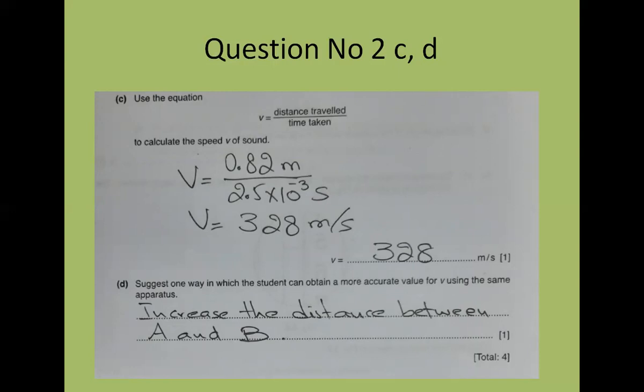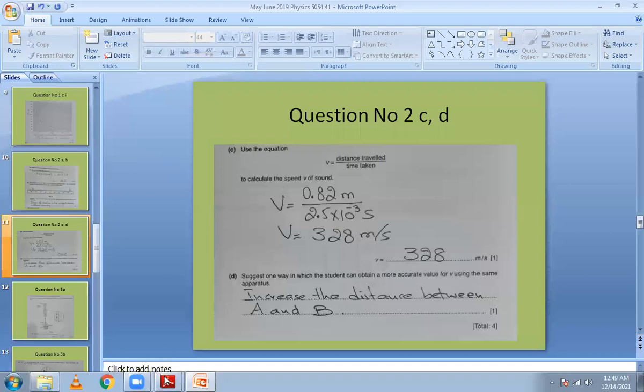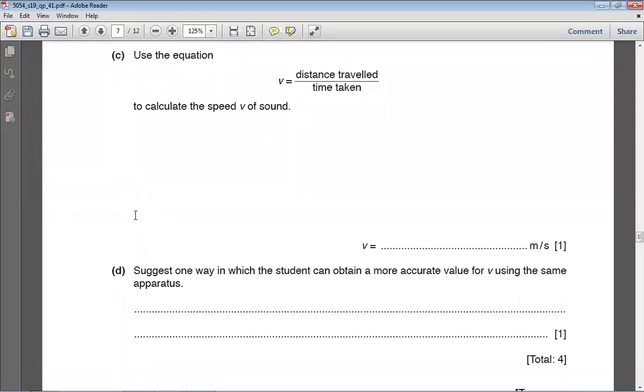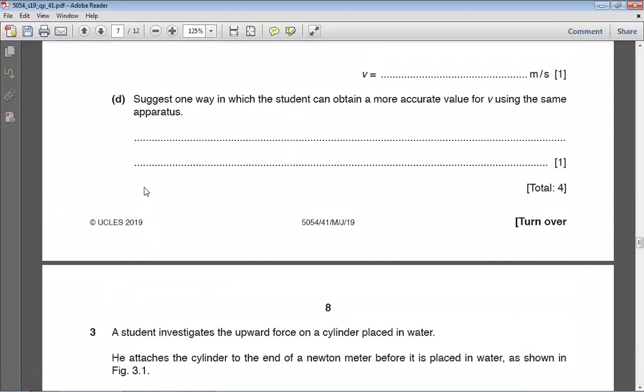The D part. Then we have the D part. He says, suggests one way in which the student can obtain a more accurate value for V using the same apparatus. One way of you doing this is move the microphones away from each other, increase the distance between the microphone A and microphone B, and obviously your results will improve.